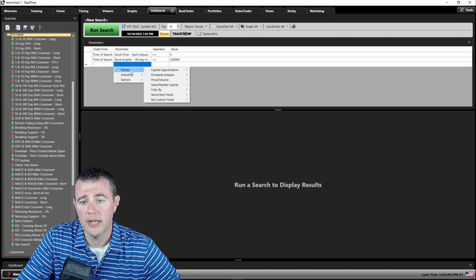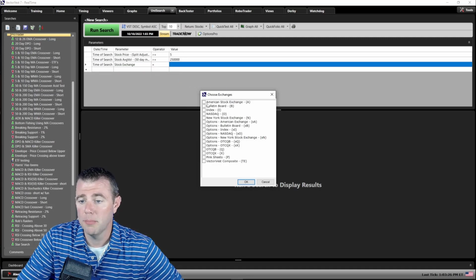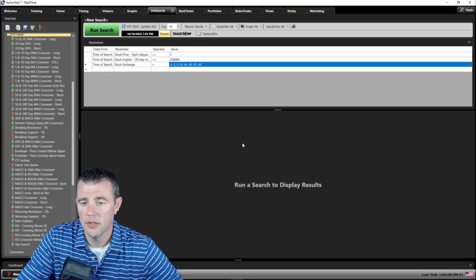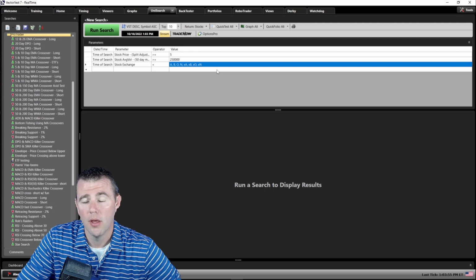Then we'll make sure it's on the major exchange. So we'll go to stock once again, filter by, exchange, equal to, and then we'll simply select the major exchange. And we'll say okay. So now that we've got some of the basic parameters in here, now let's go ahead and put our technical parameters in. Once again, this does require the ProTrader add-on tool. So if you don't have it, click on the link down in the description of today's video, sign up for the 2-week free trial, or you can give our support a call. They'd be glad to help you out with that as well.